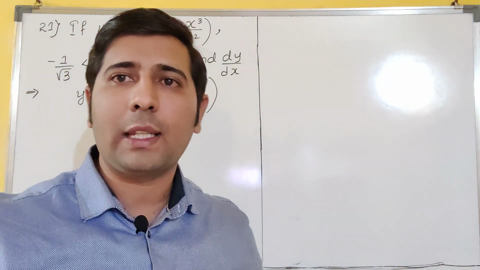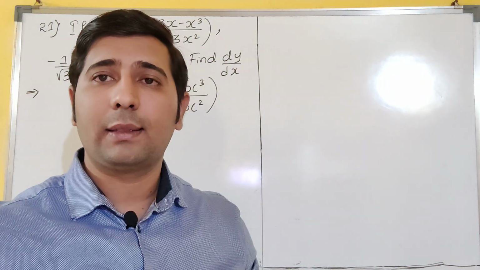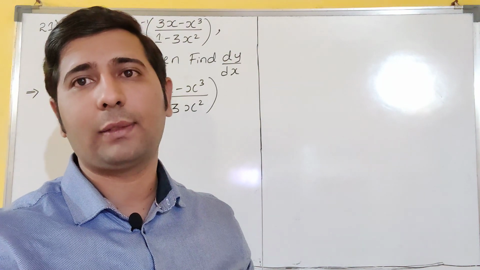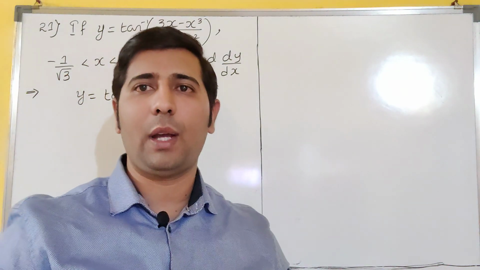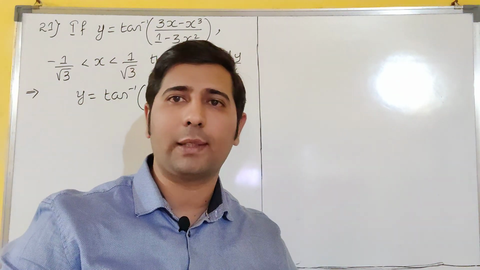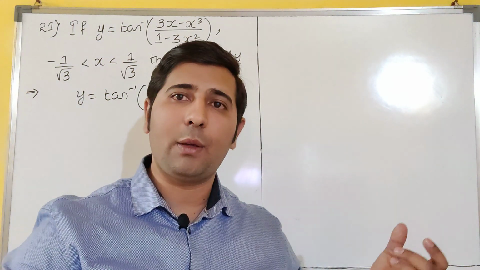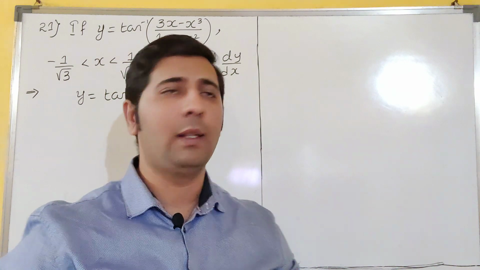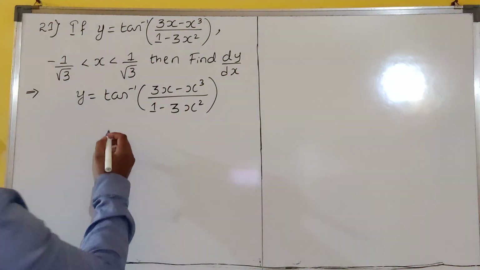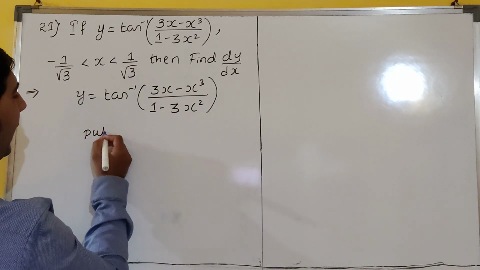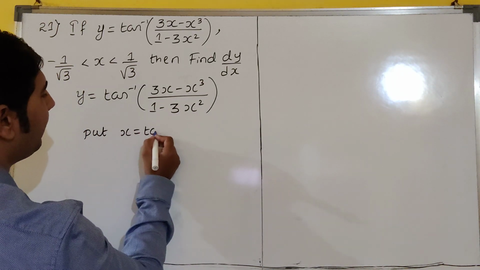So tan inverse or sin inverse, cos inverse, if an x value is given, you have to substitute something for x. If he has not given an x value, he will give something like sin x by 1 plus cos x. That time you are having a formula for sin x, you are having a formula for 1 plus cos x. Similarly you have to substitute those formulas and work. Here x is given. So that's why we will put x value as what here? Put x is equal to tan theta.